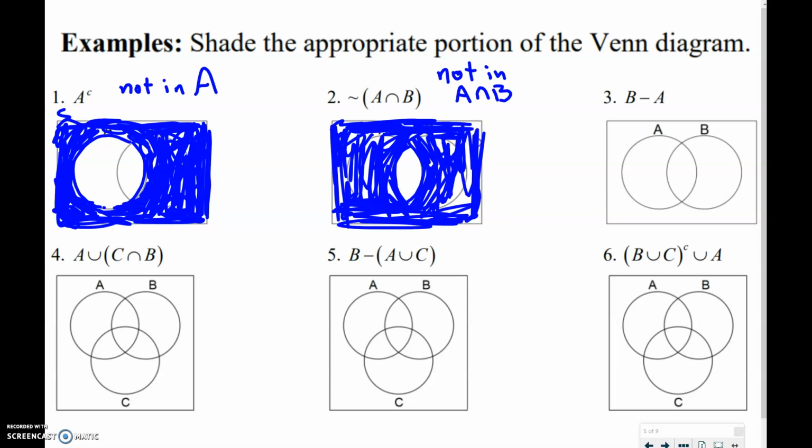All right, next. Let's take a look at number 3. So everything that is in B that isn't in A. So you're in B, but not A. So you're in B, but you stay outside of A. So what that's going to look like is everything in B, but not A. So we're going to stay inside the B circle, but we have to stay outside of A.